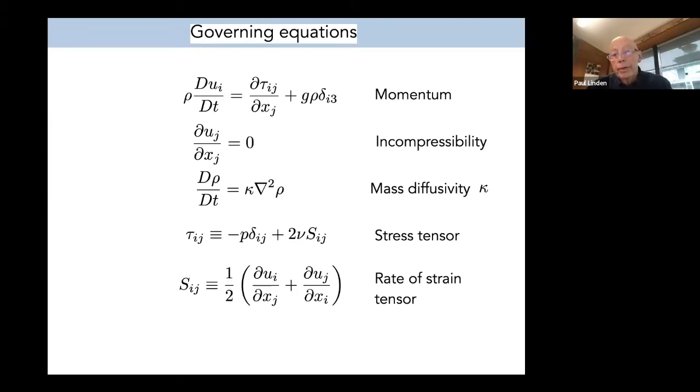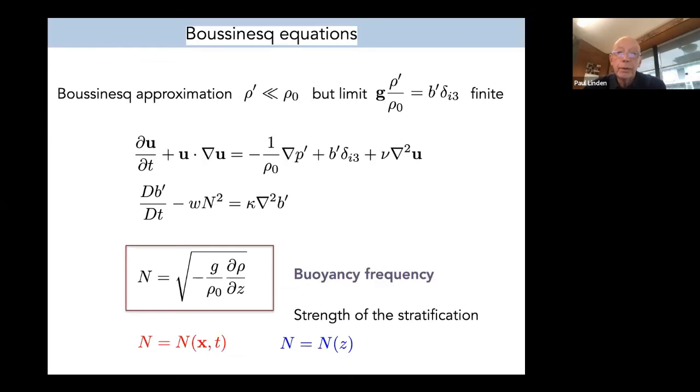The fluid is essentially incompressible. We have diffusion of mass, which we'll write down as diffusion of density, but you can think of temperature and/or salinity, where kappa, the coefficient, is the diffusivity. The stress tensor is the usual pressure plus the rate of strain tensor, Sij, given here in terms of velocity components. Okay, so they're the standard equations which we will start with.